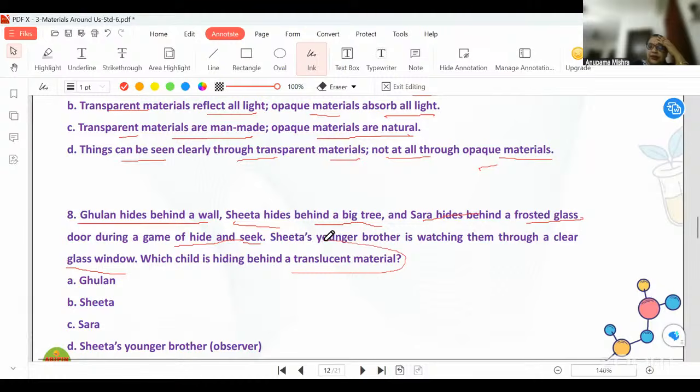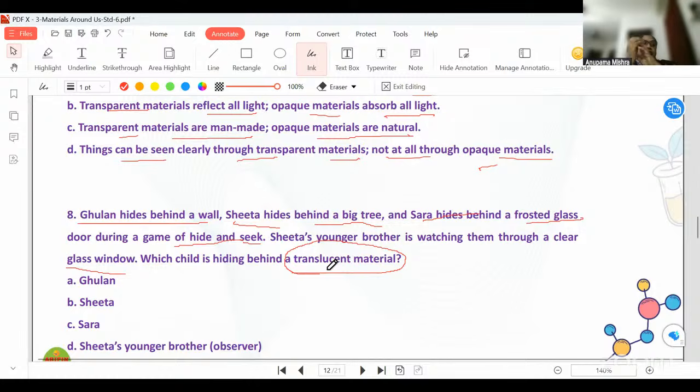Now, what is a translucent material? I've already discussed. Translucent material means the material through which we can see things, but not clearly. If the opaque material is made up of complete dark color, then it can absorb light. Okay, that is a different thing. In transparent, we can see to the other side. In opaque, we cannot see the other side. Okay.